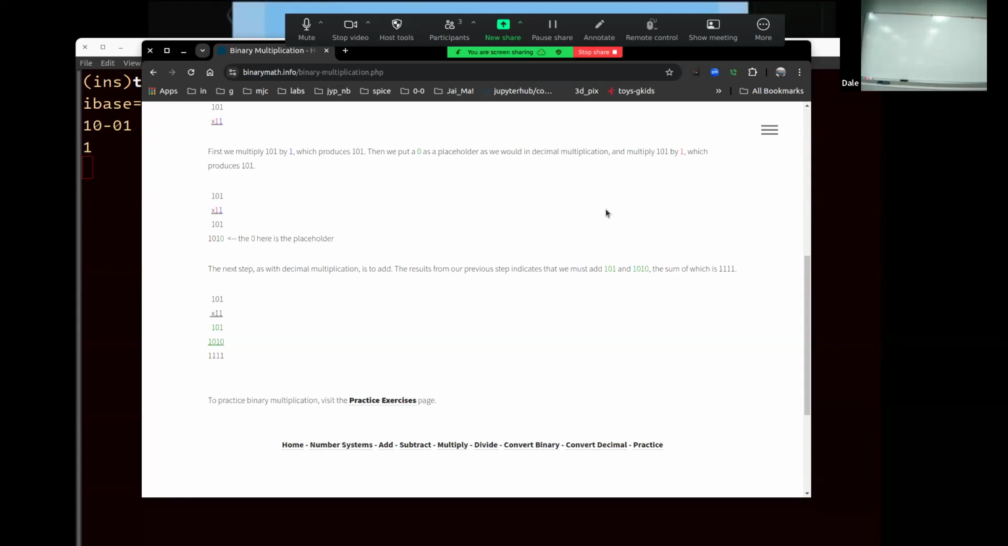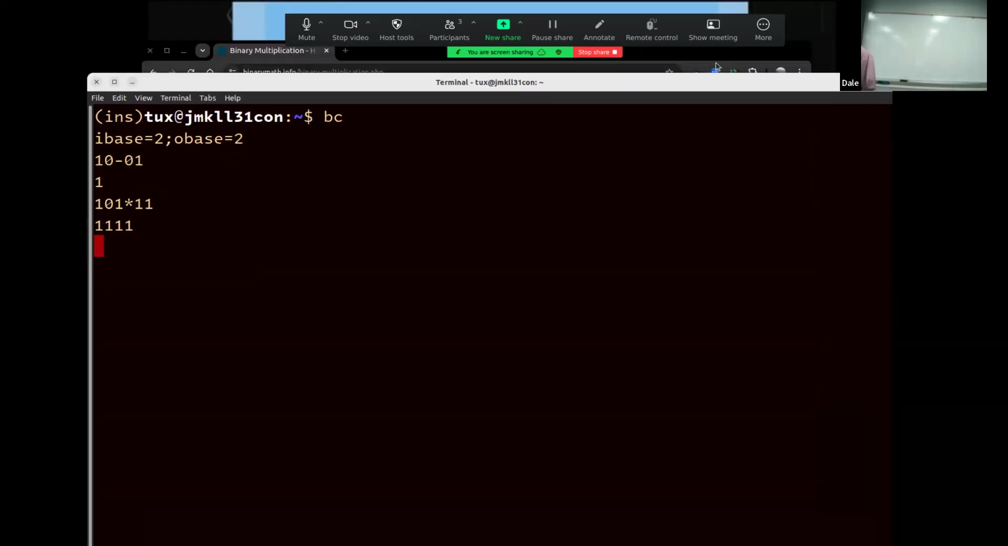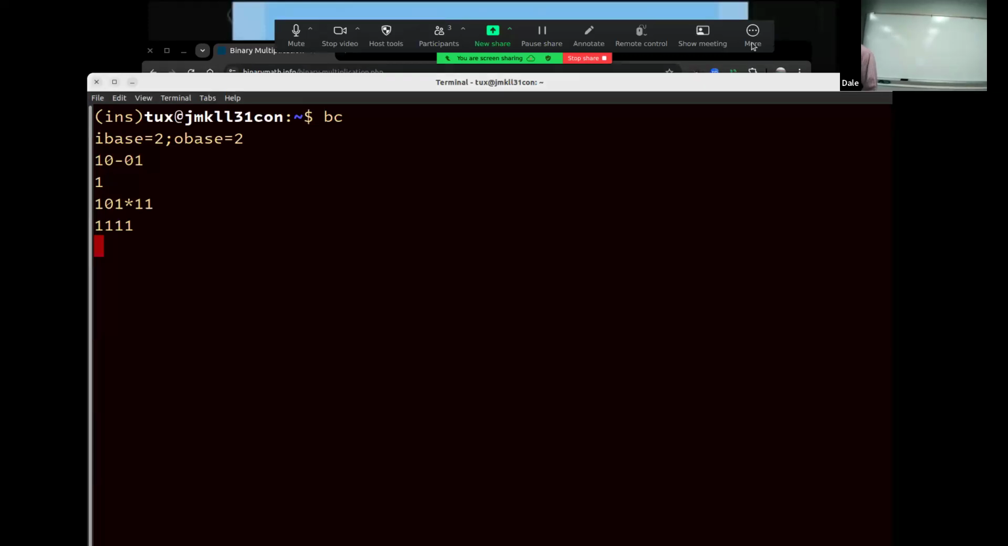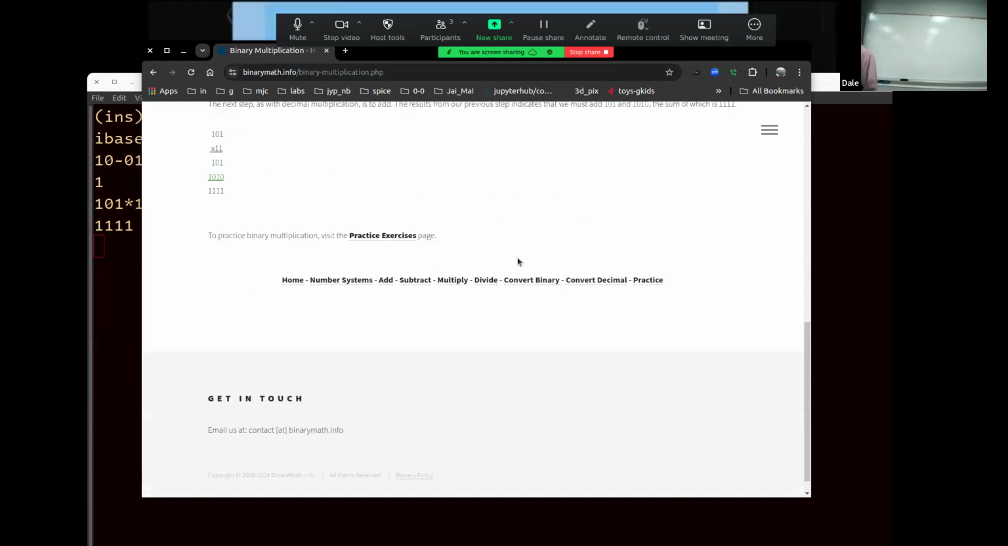Now, we can do the same thing. So we want to multiply 101 times 11, see what we get. Use the asterisk for times. And what do we get? The same answer. So we can actually check our work here using the bc command.